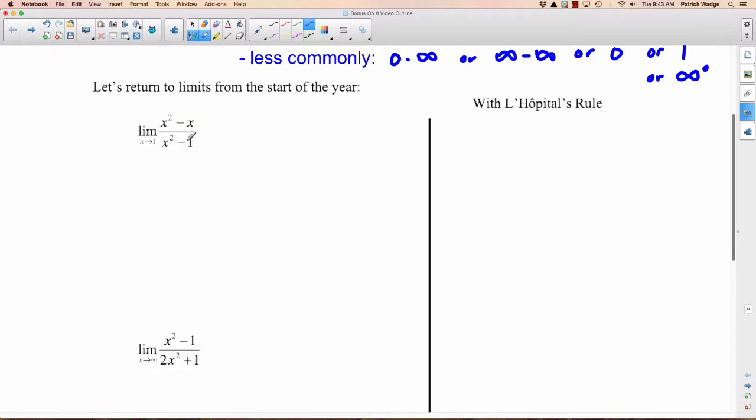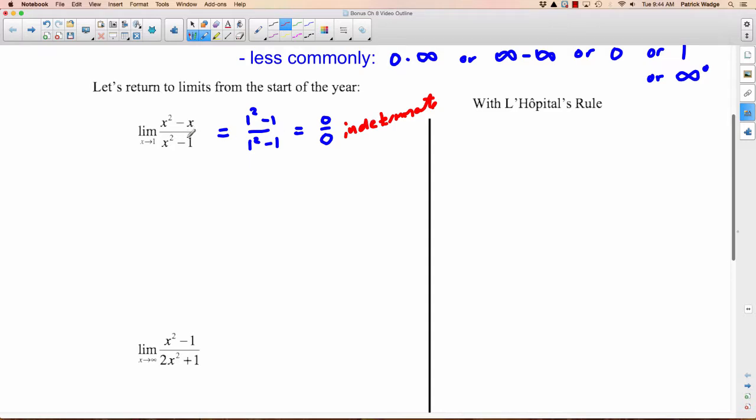This is just like what we did before. It's a nice review from the start of the year. We want to know what the limit of this function is as x approaches 1. Our first strategy is to hope that it works when we plug 1 in. We get 1 squared minus 1 over 1 squared minus 1. That's 1 minus 1, which is 0, and 1 minus 1 is 0. We get 0 over 0. Oh no, we have an indeterminate form here.